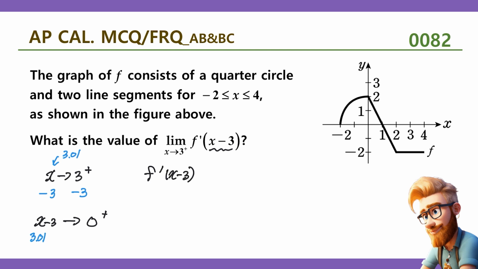Remember, f prime is the slope of the tangent line to the graph of f. So as x minus 3 approaches 0 from the right-hand side, what about the slope? Look at this function right here. This is a line, right? If it's a line, the slope is always constant. What is this slope? Rise over run. Rise is -2, run is +1. The slope is -2. The slope of this line is -2.